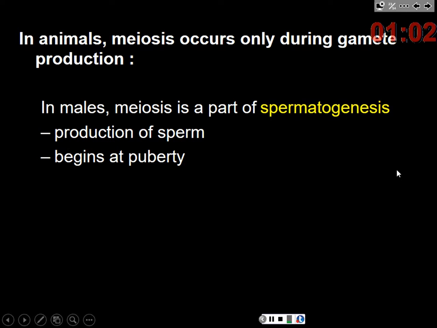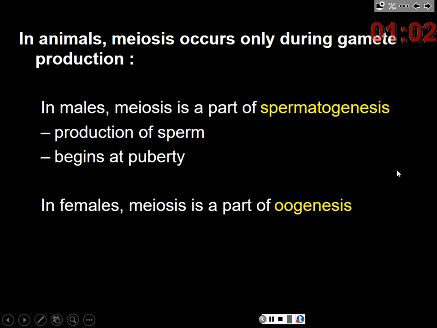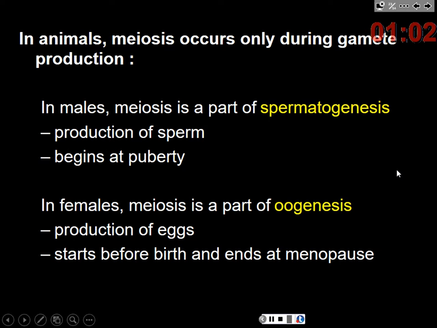Meiosis is part of a larger process in females called oogenesis. Oogenesis is the production of eggs. For females, it actually starts before birth and ends at menopause. So ladies, what does that mean? That means that you were born with every egg you'll ever have. It's like giving a little baby girl a carton of eggs and saying, take care of these. You might want to use 1 or 2 of them in about 25 years. So you have every egg that you will ever have.